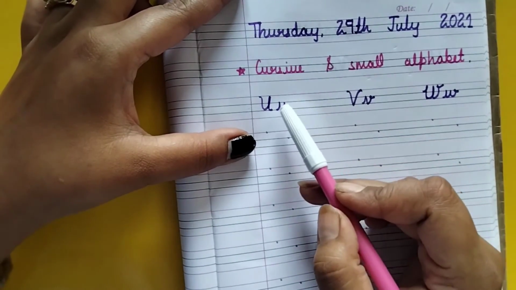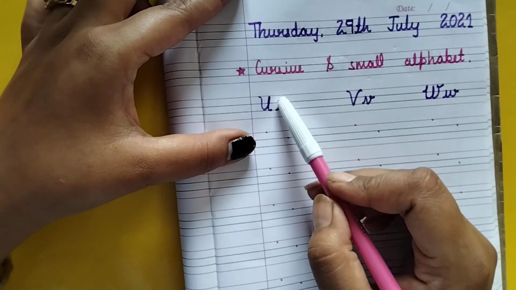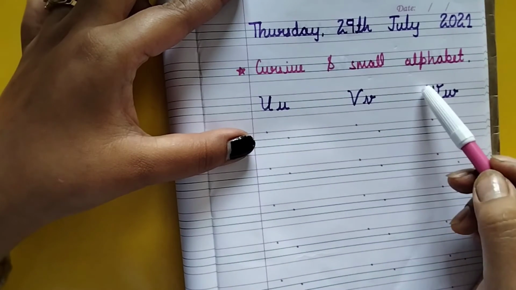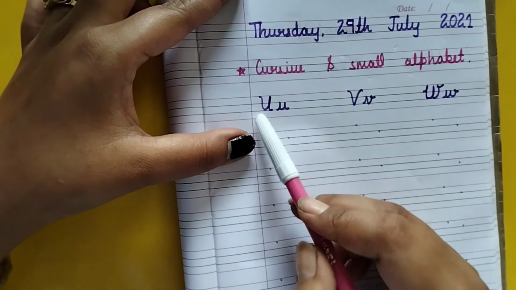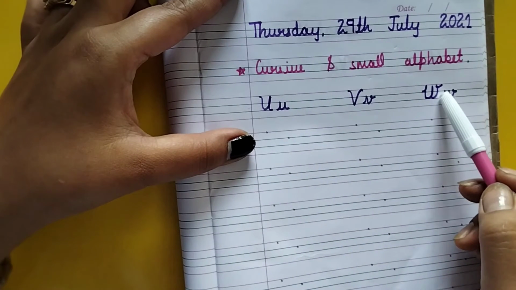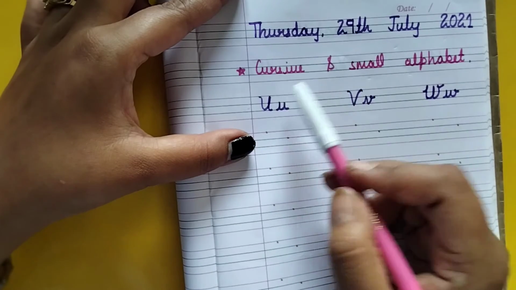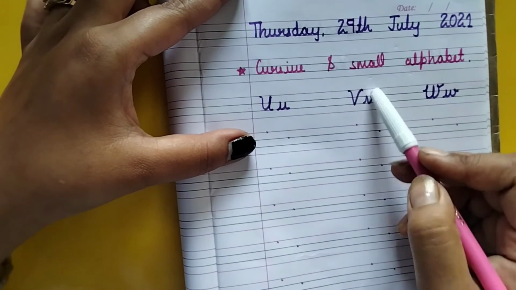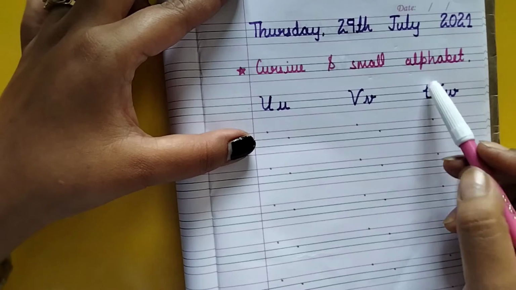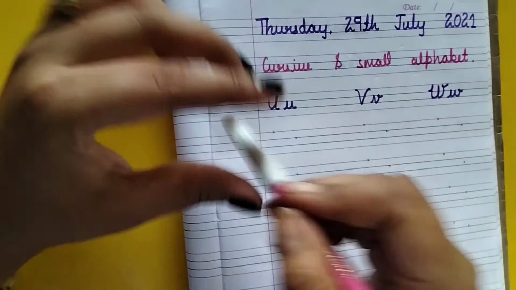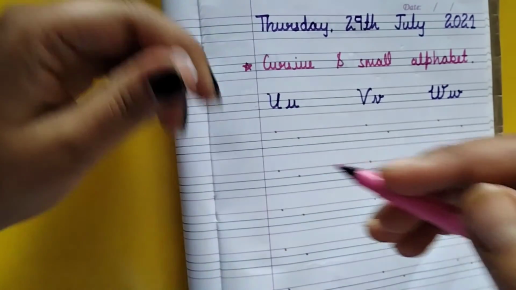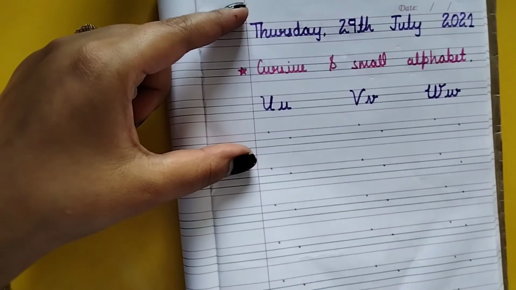And we are doing U, V, W. Okay? First of all, you have to write down capital and small. So all of you watch the video carefully.